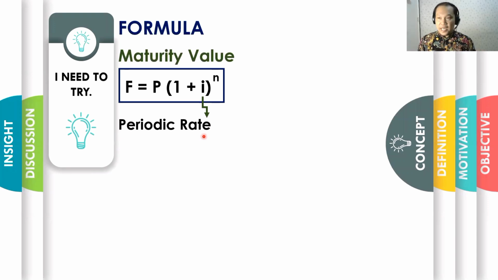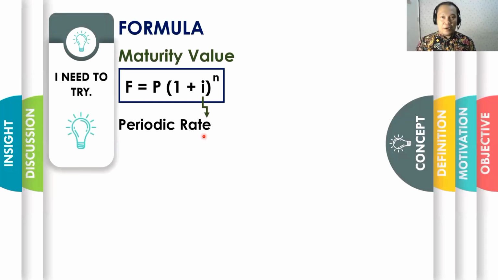Since this is a compound interest and the conversion may be monthly, quarterly, semi-annually, or annually, therefore, the rate now is what we call the periodic rate, which means the given rate will be divided depending on the type of conversion that we are going to impose in our problem, or what the problem is giving to us. For example, if that is compounded quarterly, therefore, the rate will be divided by 4.